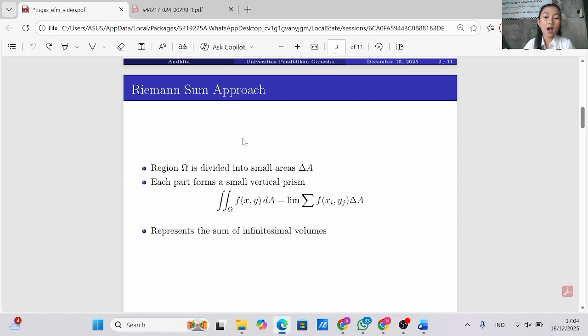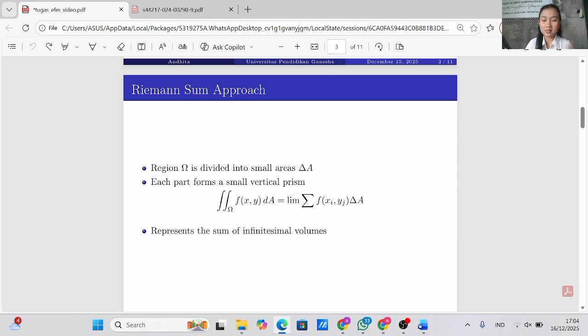Next, the Riemann sum approach. To understand double integral, we begin with something familiar, which is the Riemann sum. Here, the region omega is divided into small areas. This is called delta A. Each small area forms a tiny vertical prism, when it is multiplied by the function value.